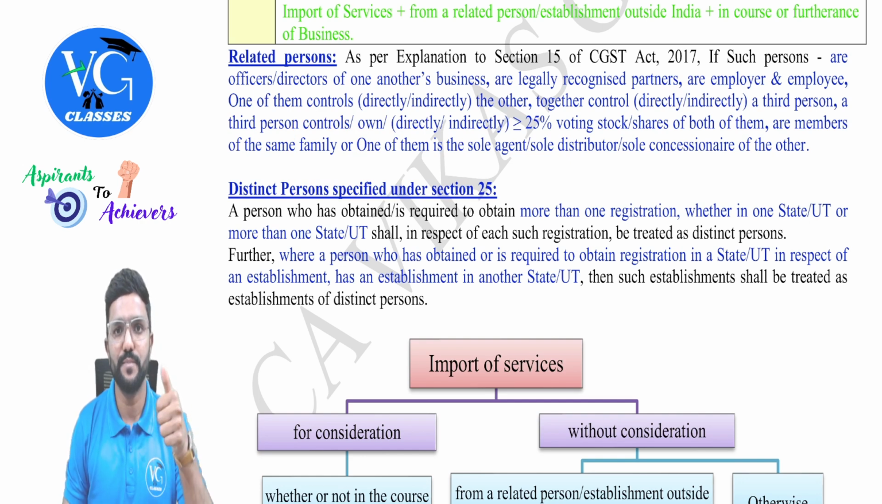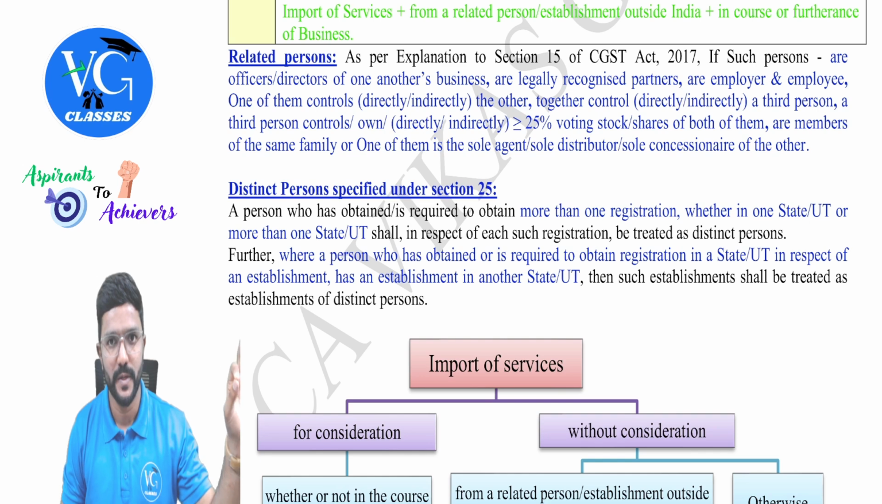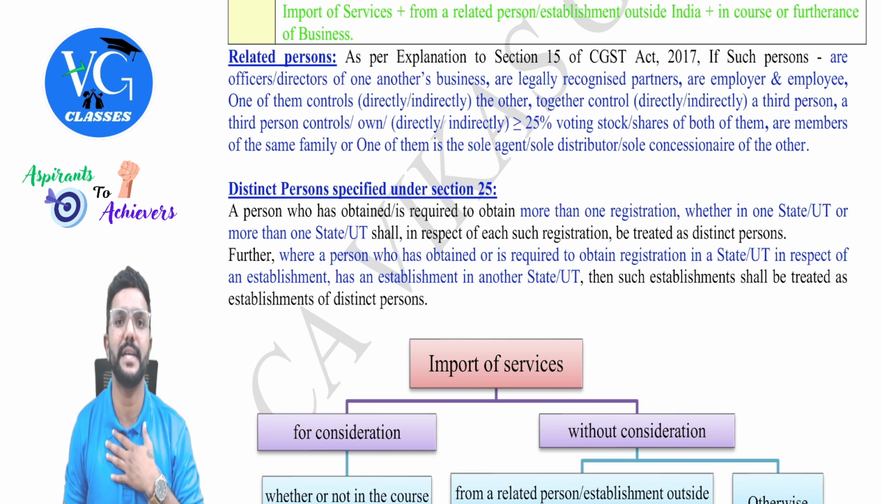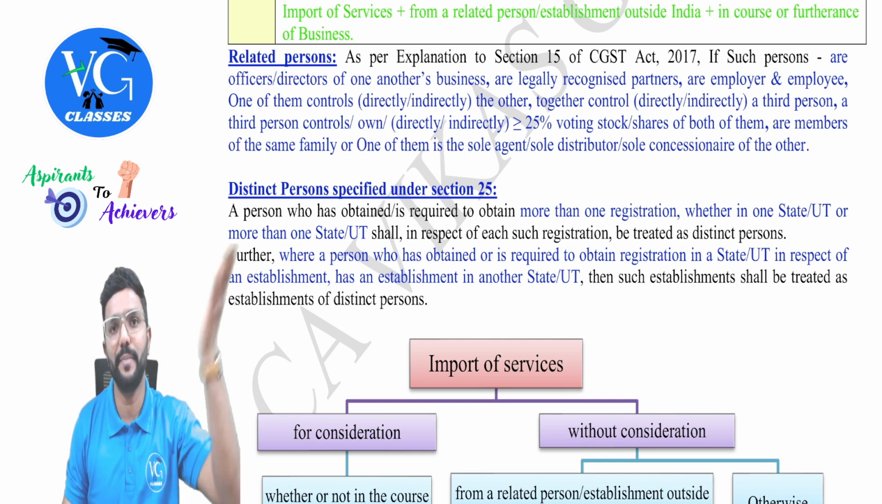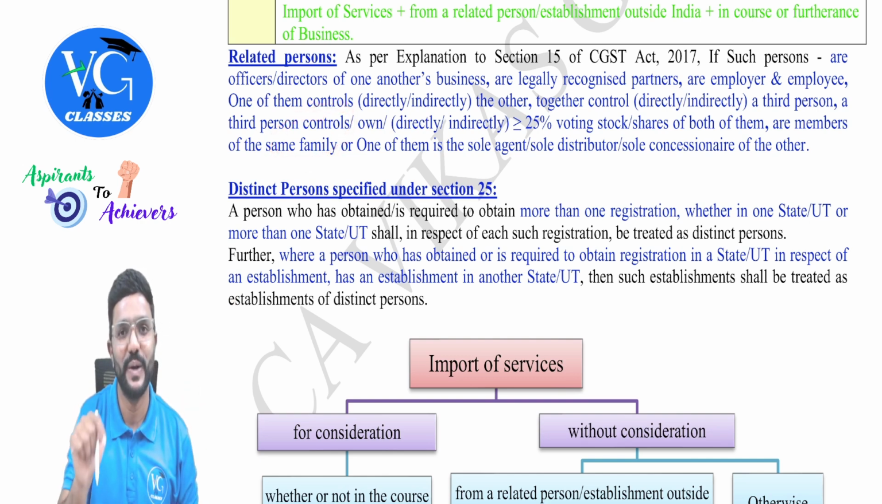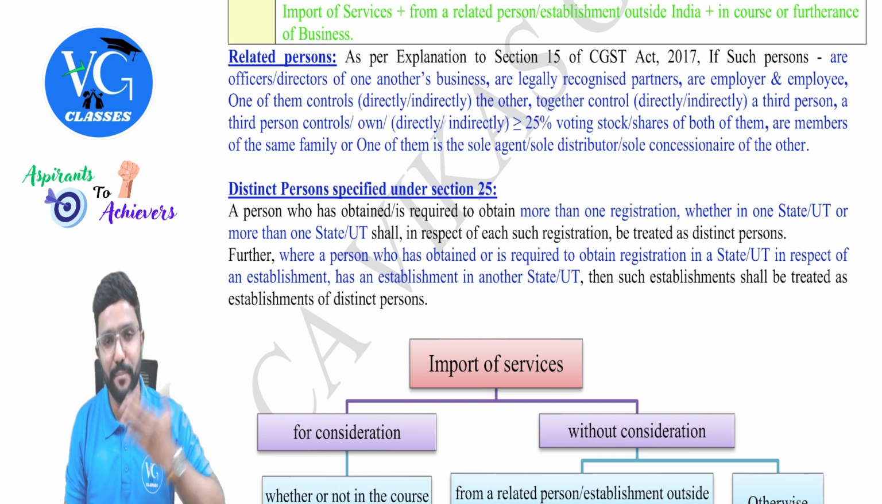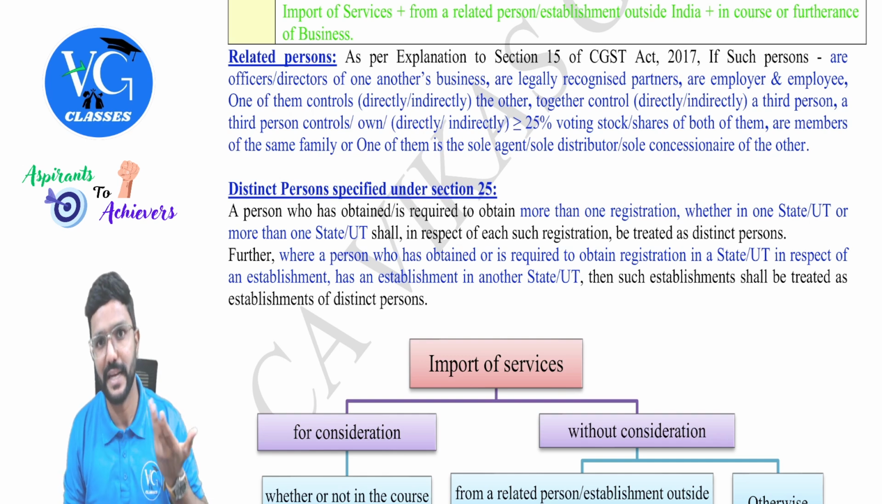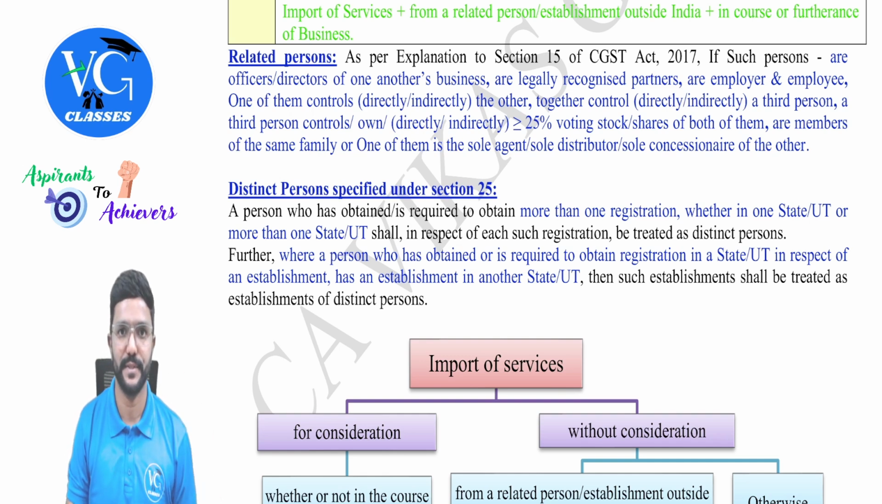Family here covers spouse and children always. Whereas parents, grandparents, brothers, and sisters are covered only if they are only or mainly dependent on that person. If they are independent, then they are not a part of family for GST purpose. Whereas if they are dependent on this person, then they are a part of family and they are related for GST purpose.